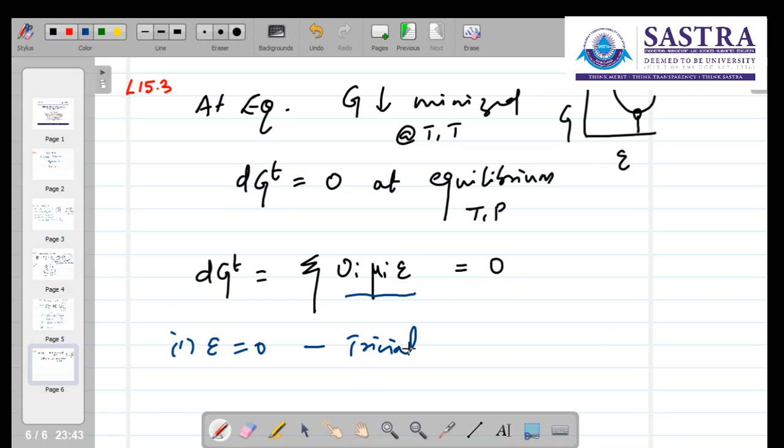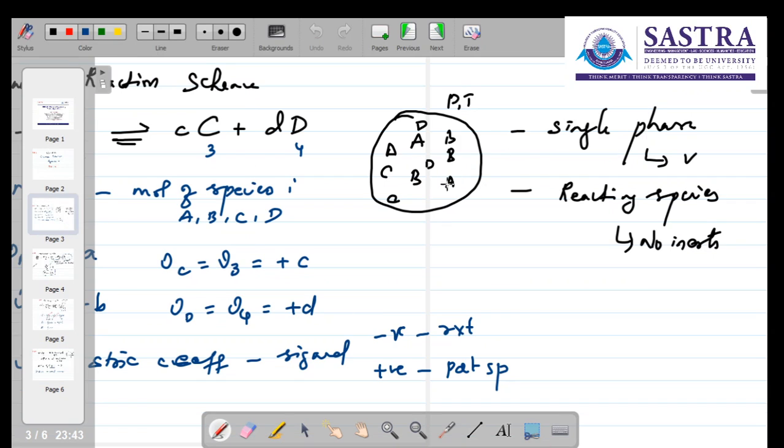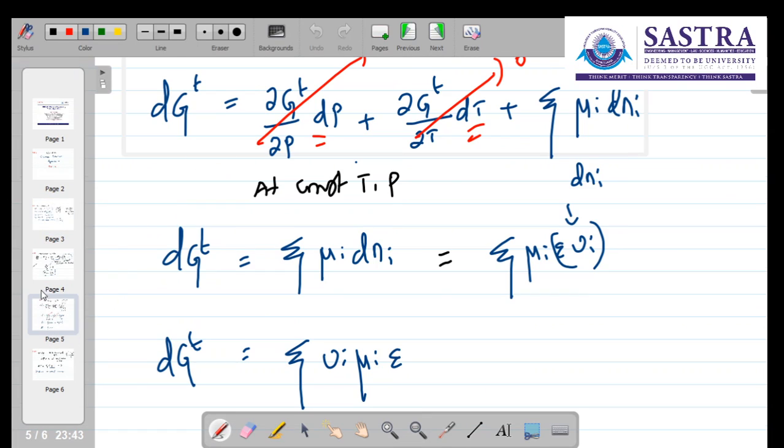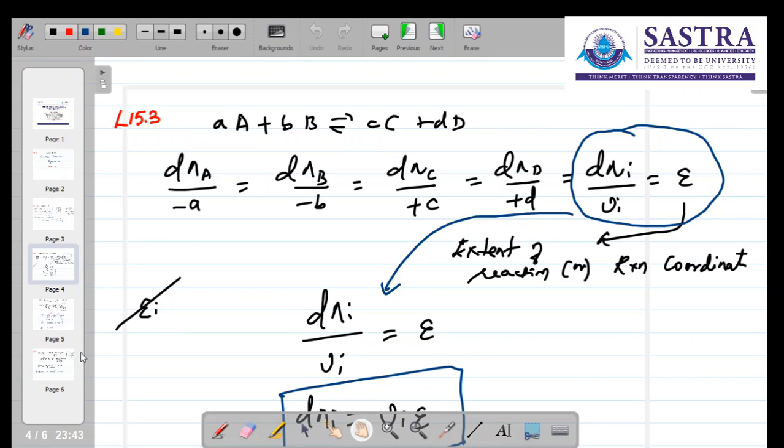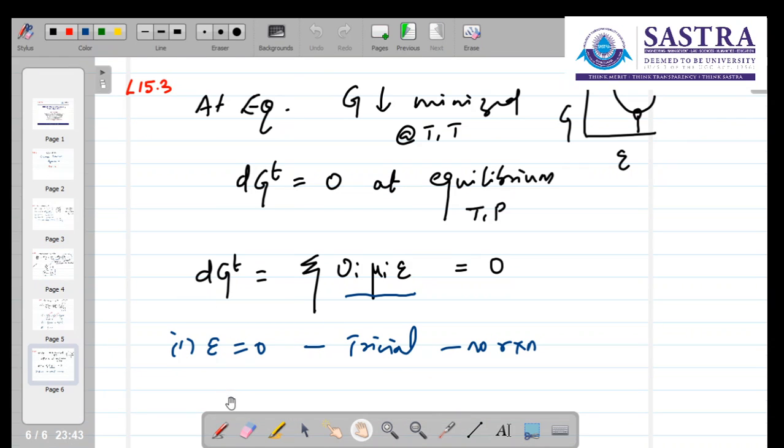So that means if the extent of reaction itself is 0, there is no reaction in the system. It could be that everything is inert, or the reaction itself is not proceeding given the reactive species. But this is not acceptable, because we have already stated that we have a system with the reacting species and the equilibrium is attained for a given scheme. The scheme which is given is A plus B reacting to form C and D. So this trivial solution is not acceptable.